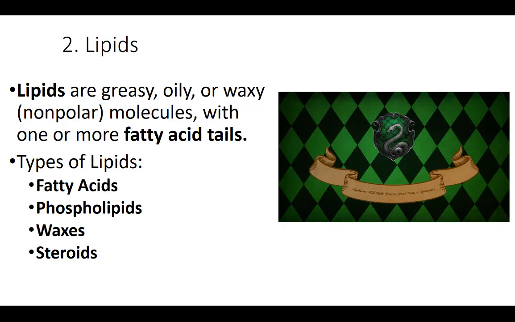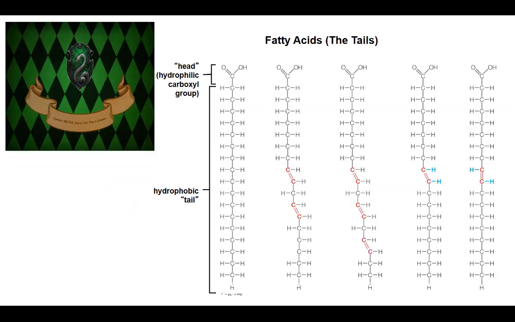Because water is like little poles, little magnets, and they mix with other things that are like little magnets. This does not mix with that all that well. So oils and waxes and greases are all nonpolar, and they generally have one or more fatty acid tails. Not all of them do, but a lot of them do. So our types are going to be our fatty acids, our phospholipids, our waxes, and our steroids. And steroids, as you see, is actually a pretty diverse group. A lot of different things are classified as steroids.